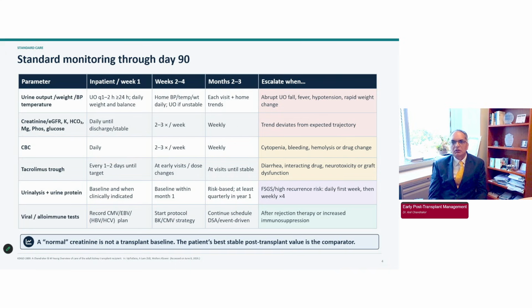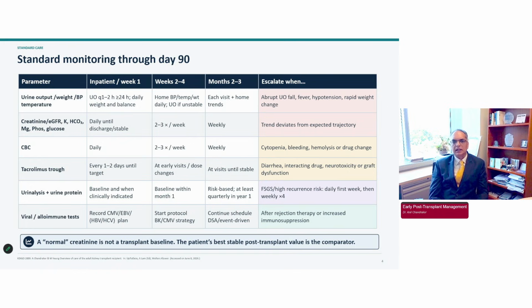the trend is what is important. When the trend deviates from the expected trajectory, then you need to understand what is causing that. And remember, the normal creatinine is not the baseline creatinine. It is the best stable post-transplant value that is used as the comparator. CBC monitoring is important for cytopenias. It also gives you a clue about bleeding, hemolysis, etc.